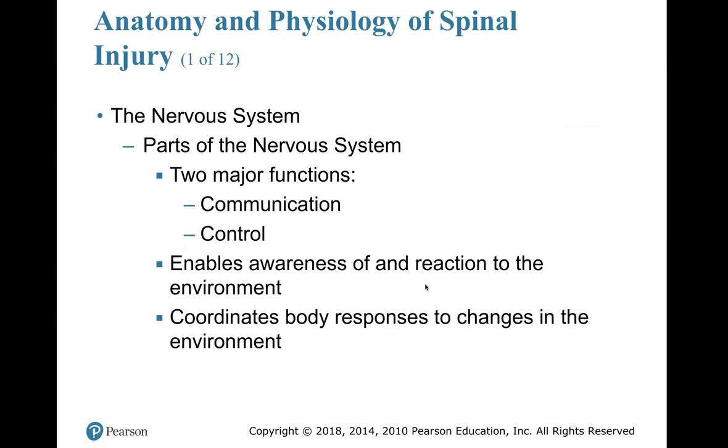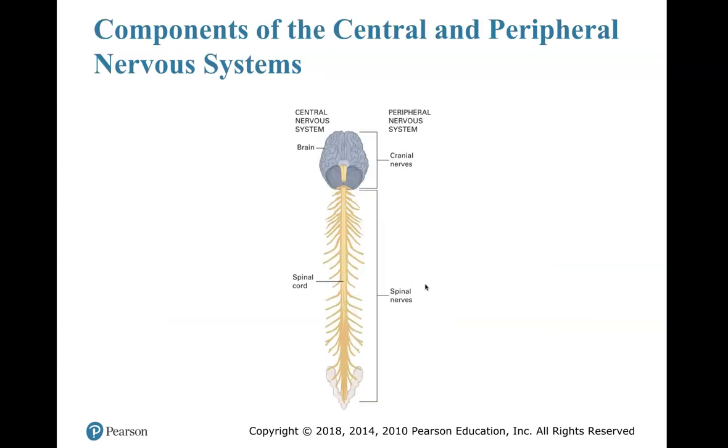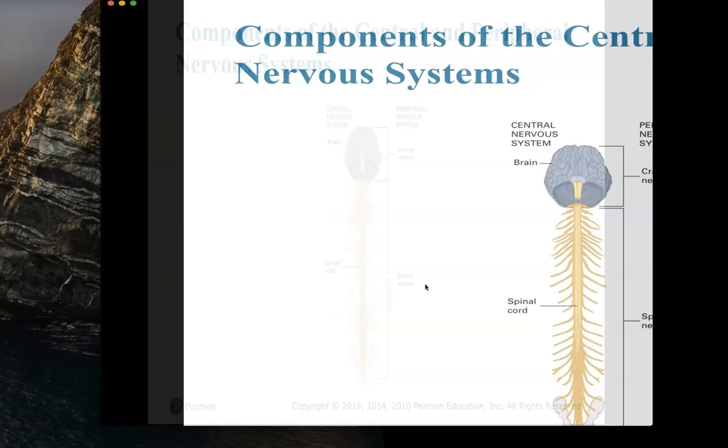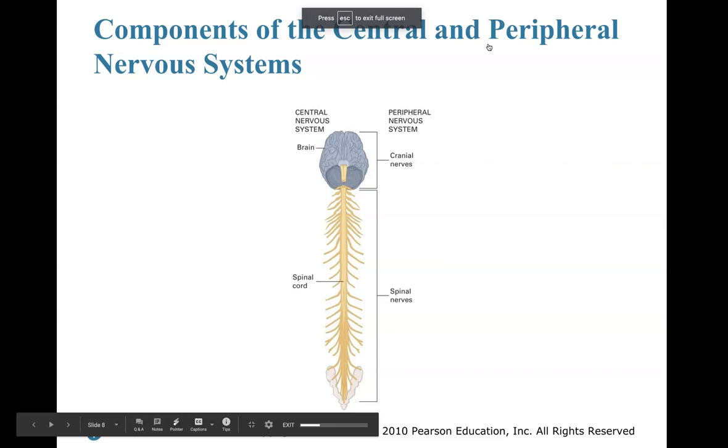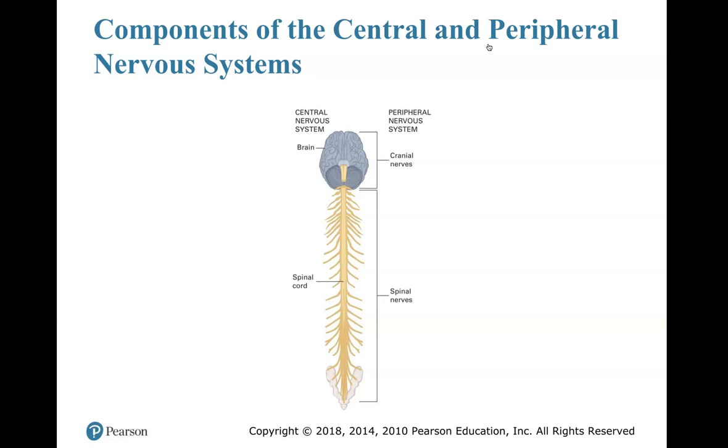The nervous system. The nervous system has two major functions, communication and control. It enables awareness of and reaction to the environment, and coordinates body responses to changes in the environment. Here are the components of the central and peripheral nervous systems. The central nervous system consists of the brain and the spinal cord. And then the peripheral nervous system consists of the cranial nerves and the spinal nerves.